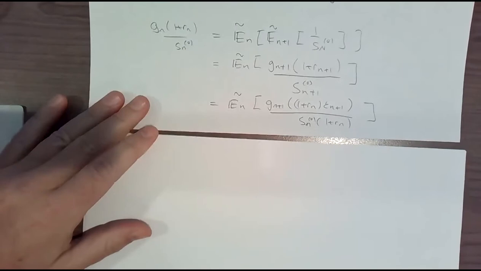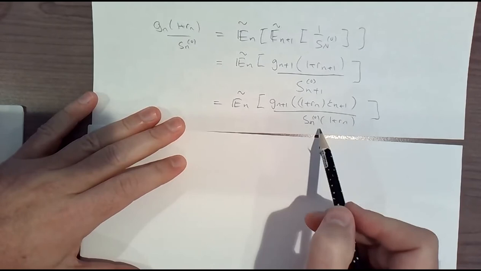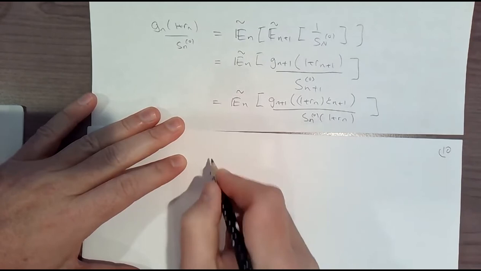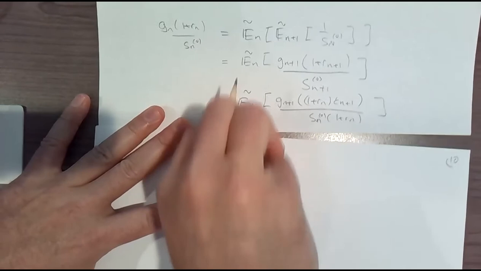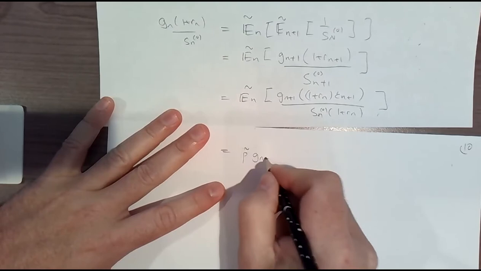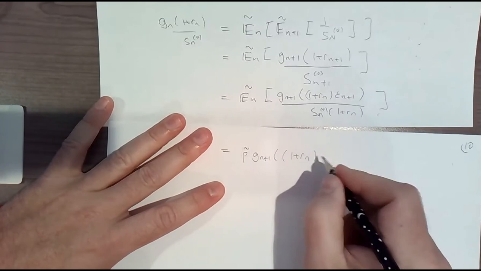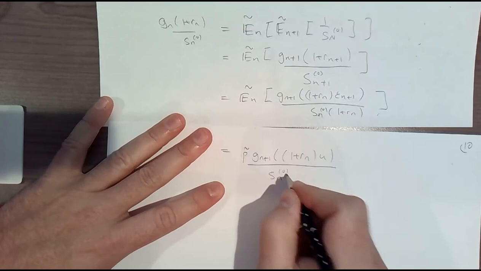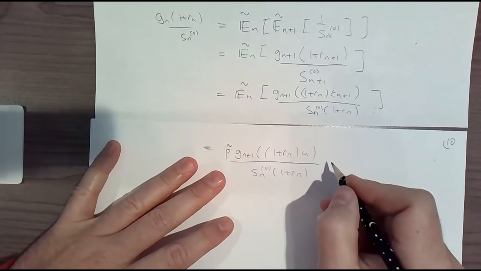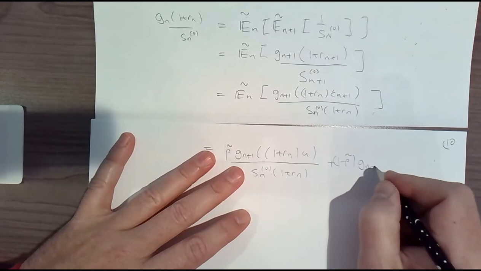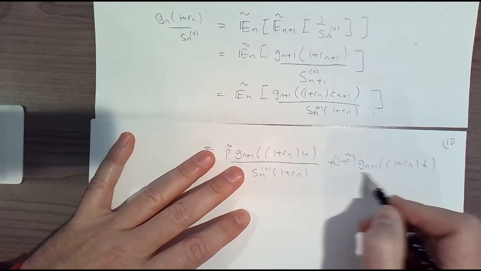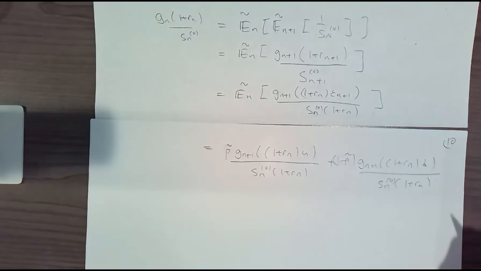And so most of it is measurable, but not all of it. This epsilon n plus one is independent. So we use the independence lemma as before. We write this as an expectation: p tilde gn plus 1 of 1 plus rn, and then this can be u and d. So this is a u here, divided by sn 0, 1 plus rn, plus 1 minus p tilde gn plus 1 of 1 plus rn, and instead of u, we have a d, divided by sn 0, 1 plus rn. So that is the left-hand side.